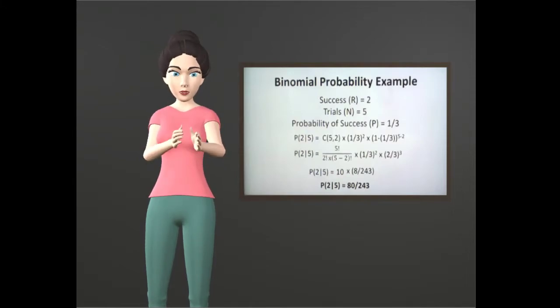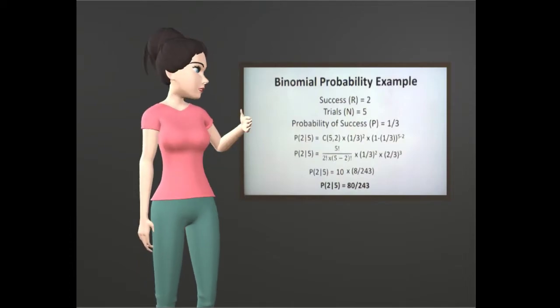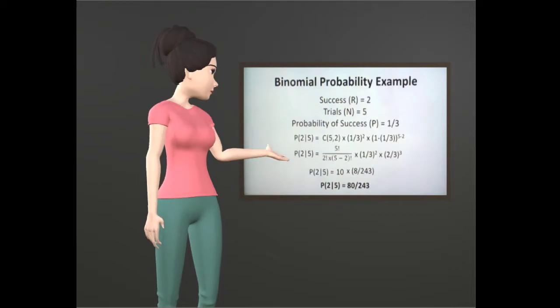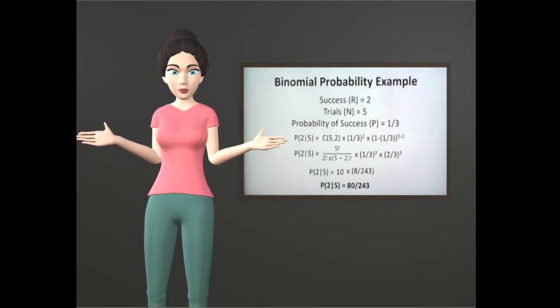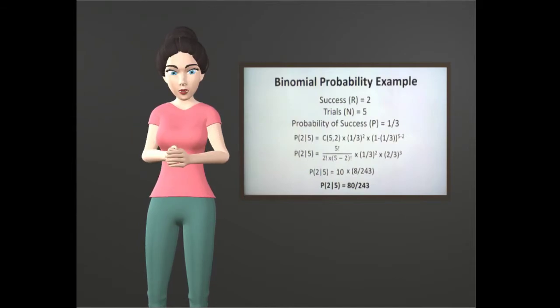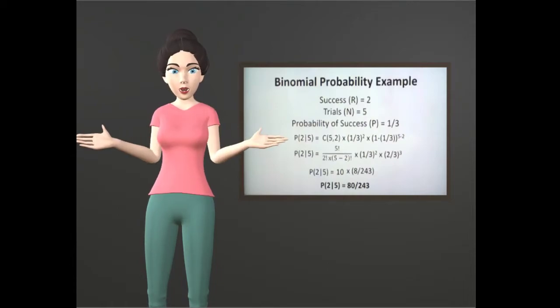The binomial probability equals the number of combinations that have 2 successes in 5 trials times the joint probability of this sequence. The number of combinations is 5 factorial divided by 2 factorial times 3 factorial, which equals 5 times 4 times 3 times 2 times 1 divided by 2 times 1 times 3 times 2 times 1, which equals 120 divided by 12, which is 10.